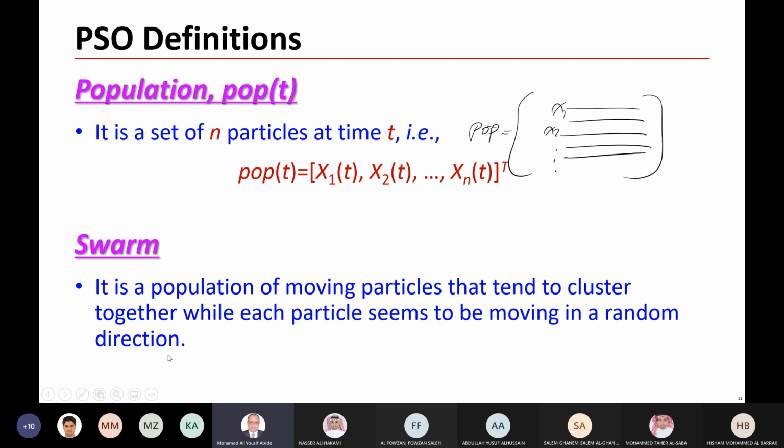Moving particles that tend to cluster together and seem to move in a random direction. Each particle will fly in a direction. If you look at these particles, you can expect that they are flying randomly, but actually they are trying to cluster with each other around the optimal solution.